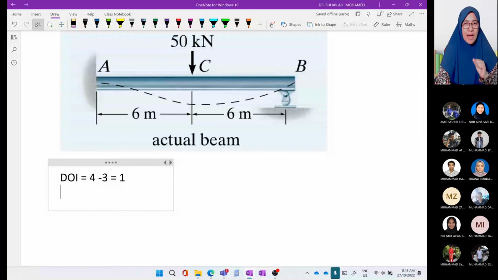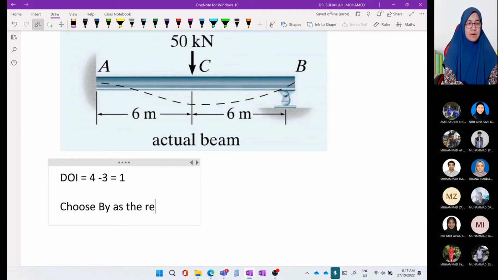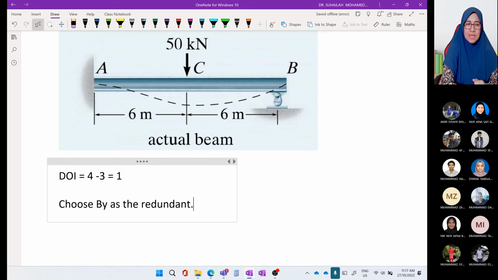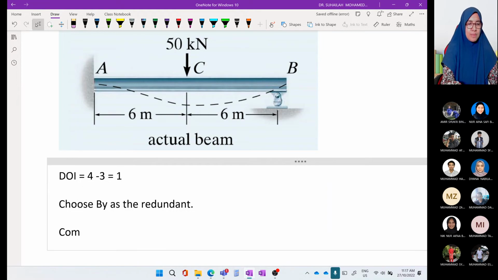Okay, so after we identify the number of redundants, we have to choose the redundant. So let's say we choose BY as the redundant in the beam. Choose BY, which means that we will determine BY, and BY will be determined using the compatibility equation.